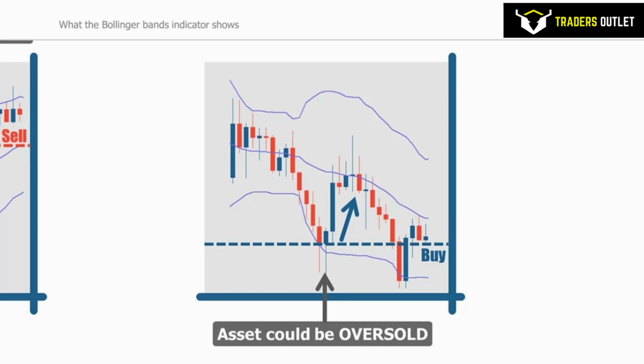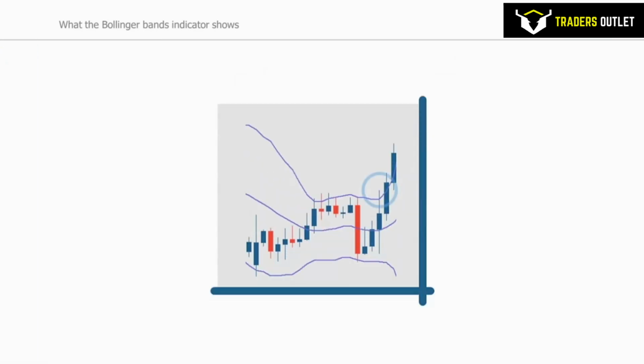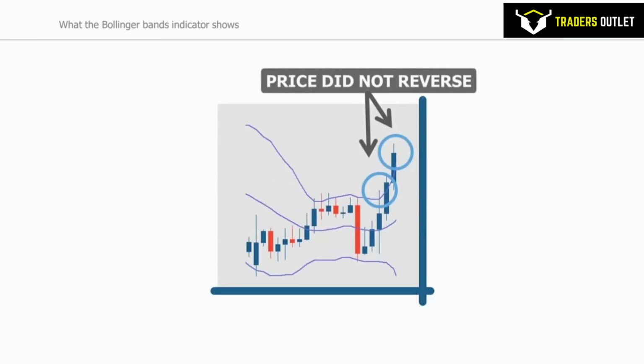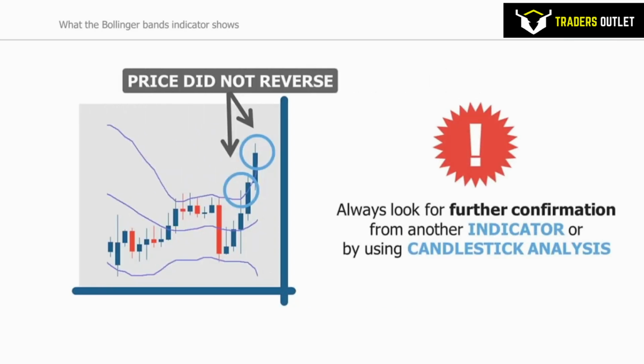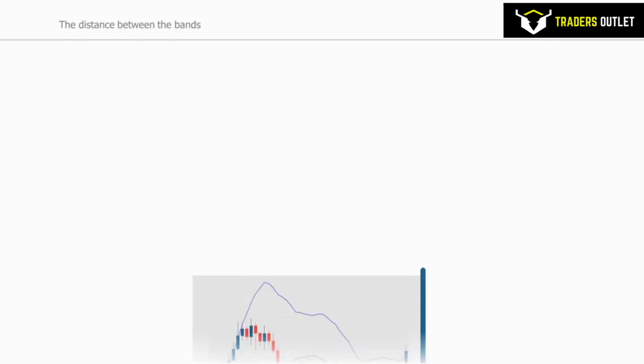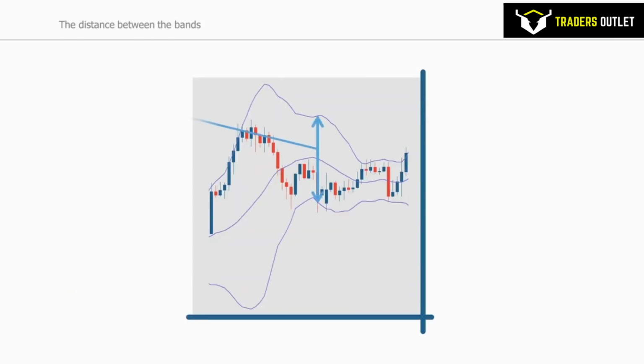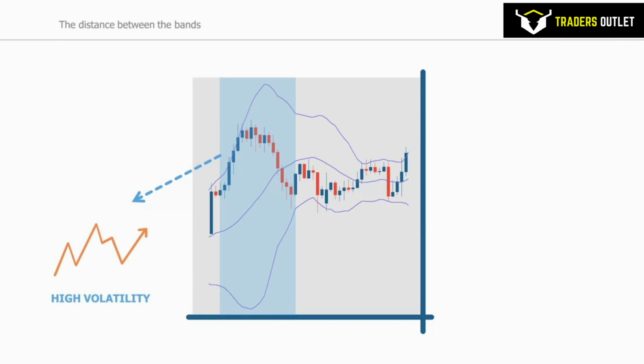It is important to remember that just because price may reach the outer bands does not always mean it will reverse. Always look for further confirmation from another indicator or by using candlestick analysis before you place your trade. You can also use the distance between the bands to indicate how volatile the price of an asset is. If the distance between the bands is large, this indicates high volatility. Conversely, if the distance between the bands is small, this indicates low volatility.